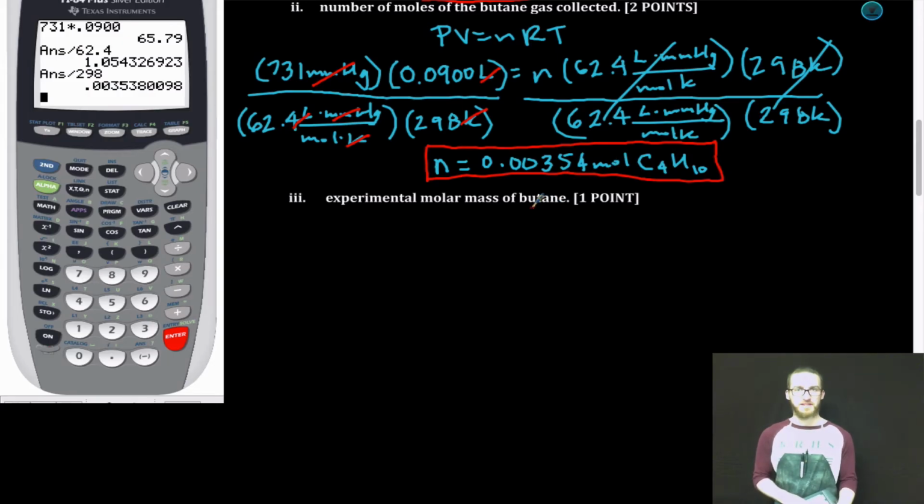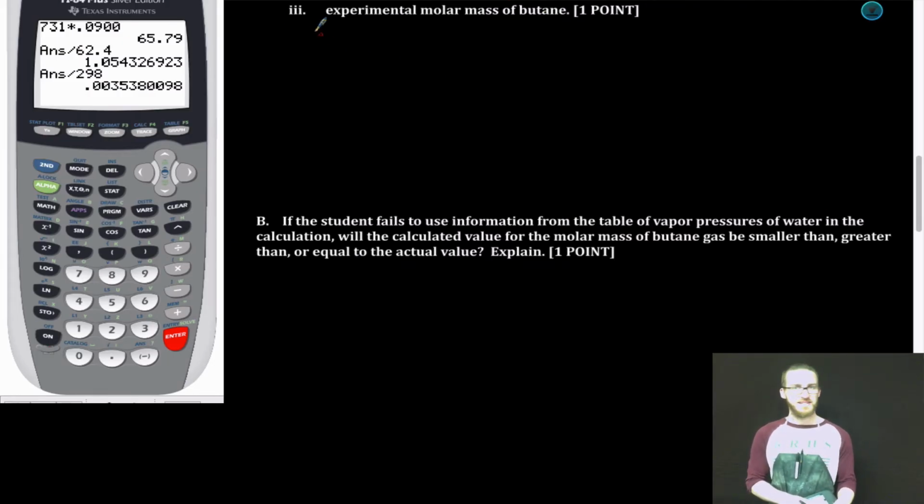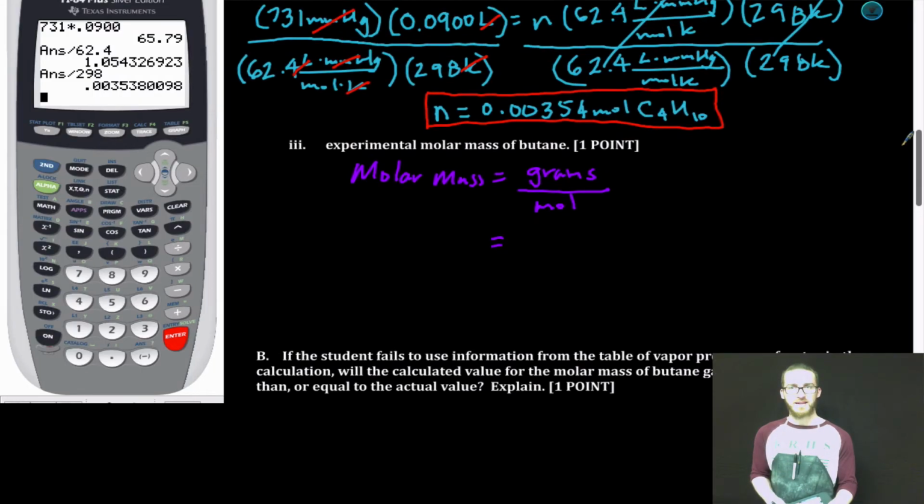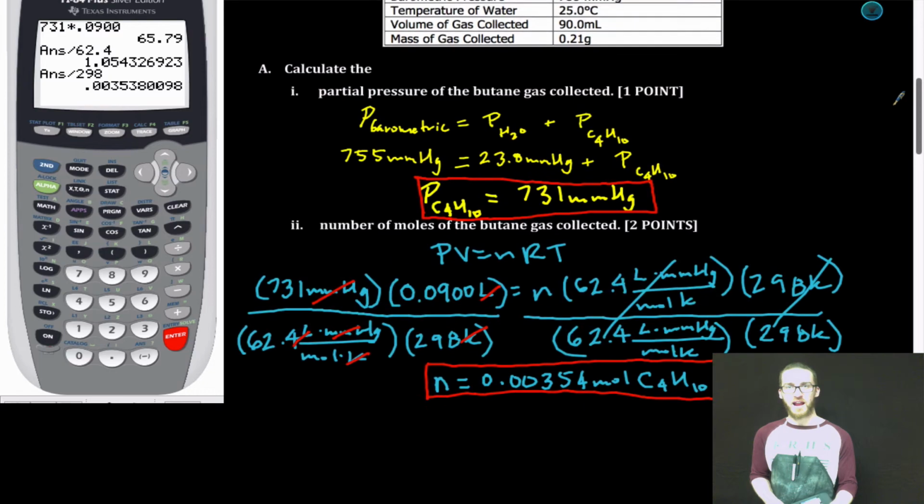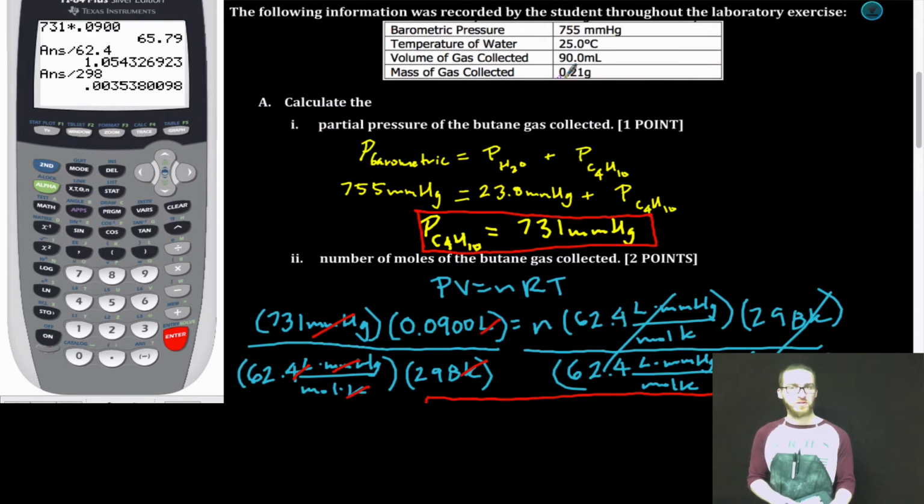Feeling great. Subpart III. Calculate the experimental molar mass of butane. Recall that molar mass relates the mass in grams per number of moles. All right, let's take a gander at our data table. We are told that we collect 0.21 grams of butane gas.